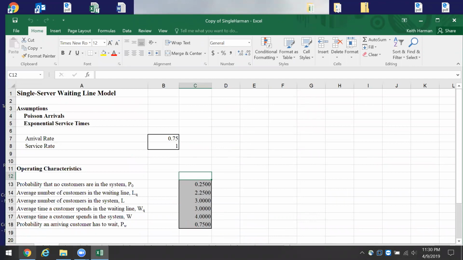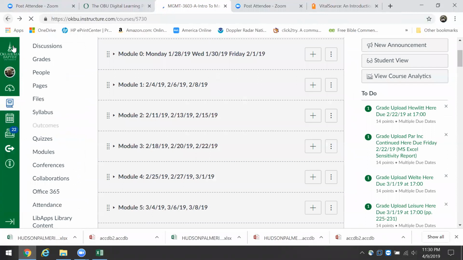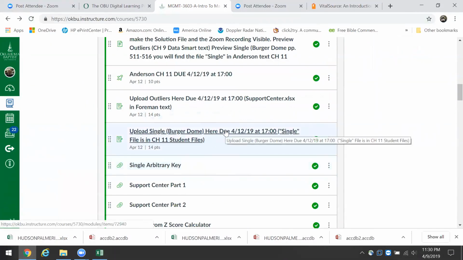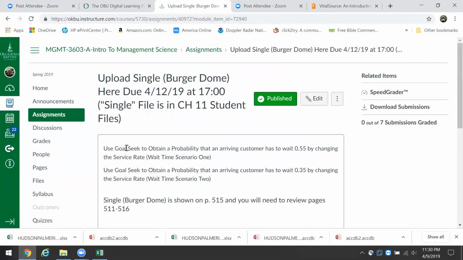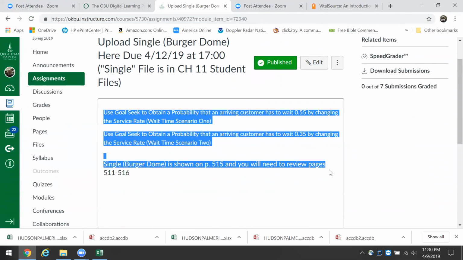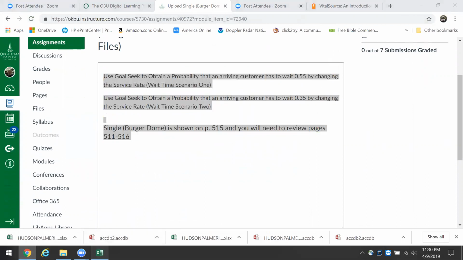I'm going to go back over here for a moment and we'll go back to the modules. Here we're given the instructions. As I mentioned, you'll want to review pages 511 through 516. Let's see if we have anything else. We've got everybody there. Copy that. And then I'm going to go back here to my file.